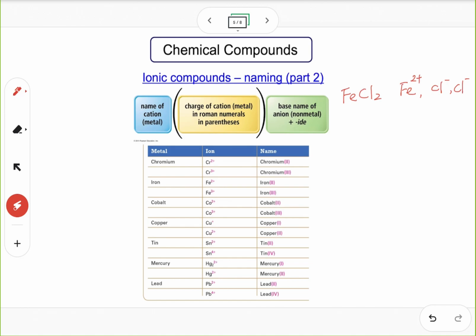Now let's name this compound. The name of the cation metal is going to be iron. And the charge of the cation in Roman numerals, since it's 2 plus, is parenthesis and 2 inside. And then the base name of the anion plus IDE. It's just going to be chloride. Okay. One more example.